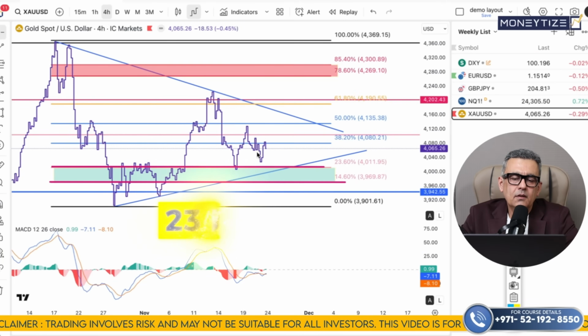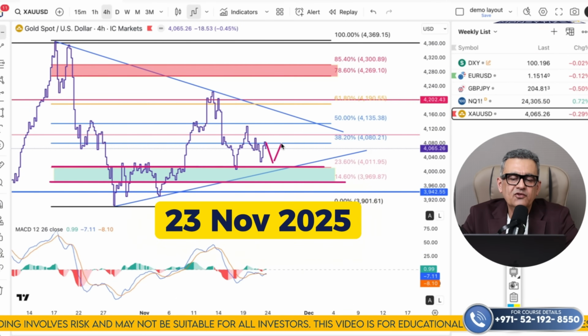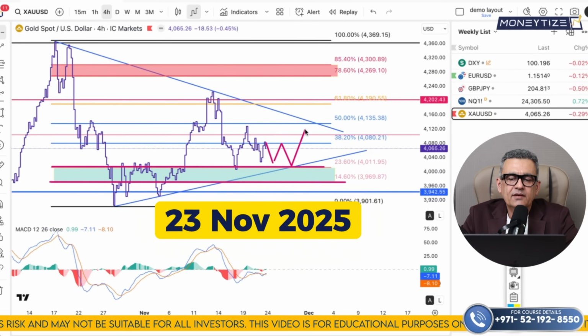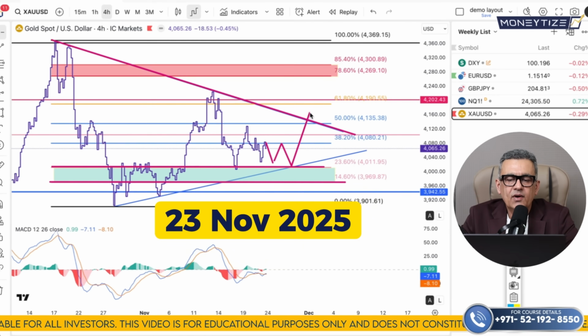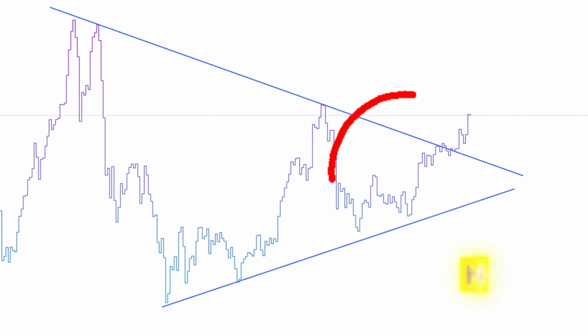In my previous weekly analysis, I mentioned that gold is range bound and was trading inside a triangular consolidation pattern. We expected a breakout in the bullish direction, and it has happened exactly that way. So let's have a quick recap of the previous week's video. We expected a bounce once it breaks the triangle, the falling trend line, with a valid retest. So we need to see a sharp breakout.